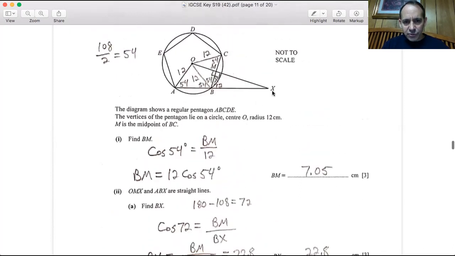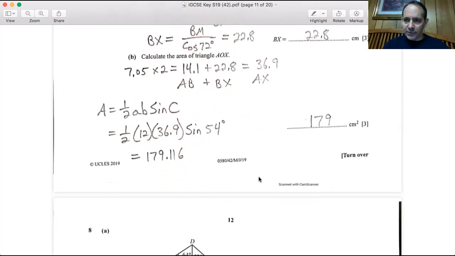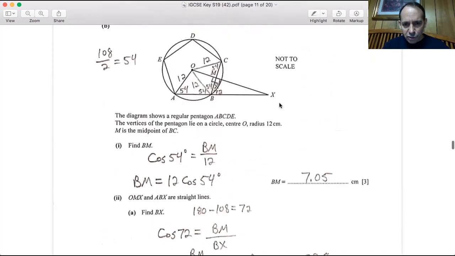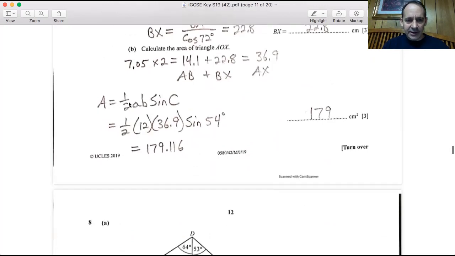So notice we have two sides of this triangle and the angle in between. So we can use the trigonometric formula for area of a triangle. The trigonometric formula for area of a triangle is 1/2 ab sine C, which means any two sides and the sine of the angle in between those two sides. So the area equals 1/2 times 12, times 36.9, times sine of 54, which is 179.116, or 179 to 3 significant figures.